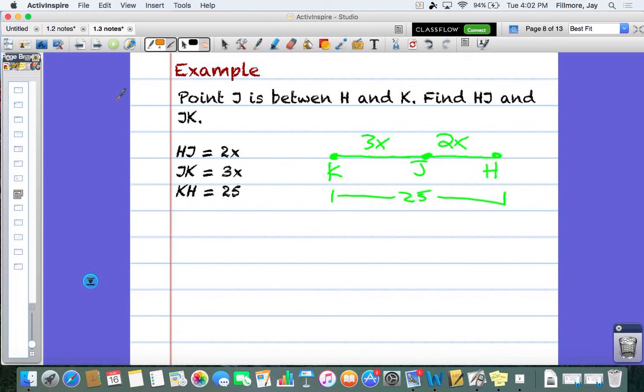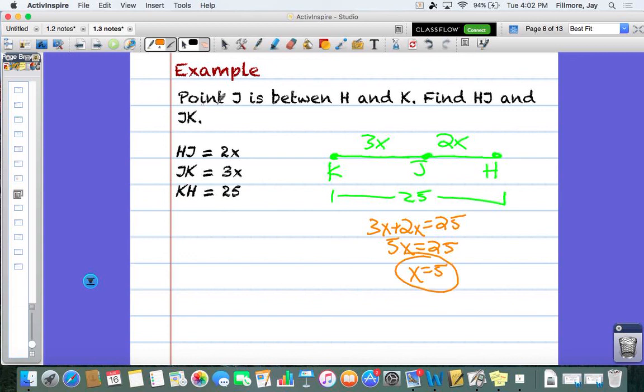So if I add my two small pieces, 3x and 2x, together, it'll equal the whole thing, which the problem tells me is 25. So from here, combining like terms like the last problem, dividing both sides by 5, x ends up equaling 5.